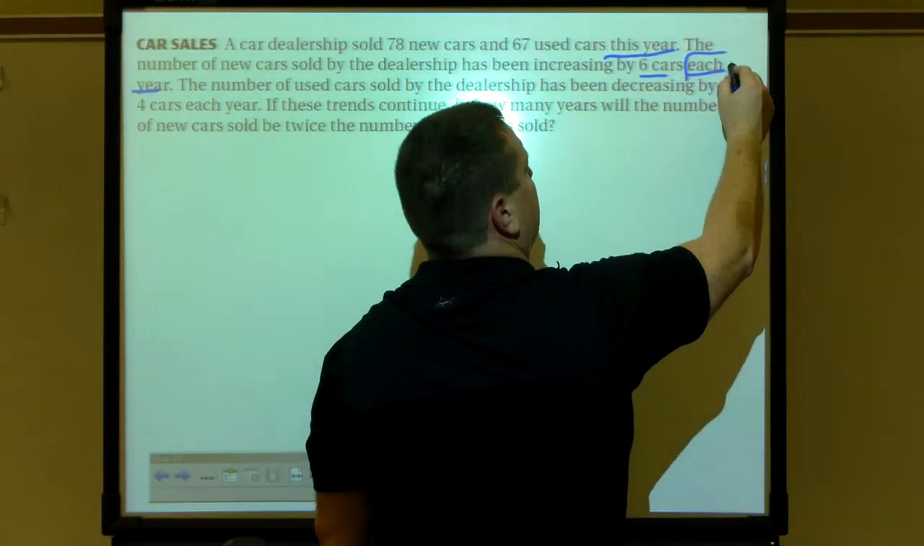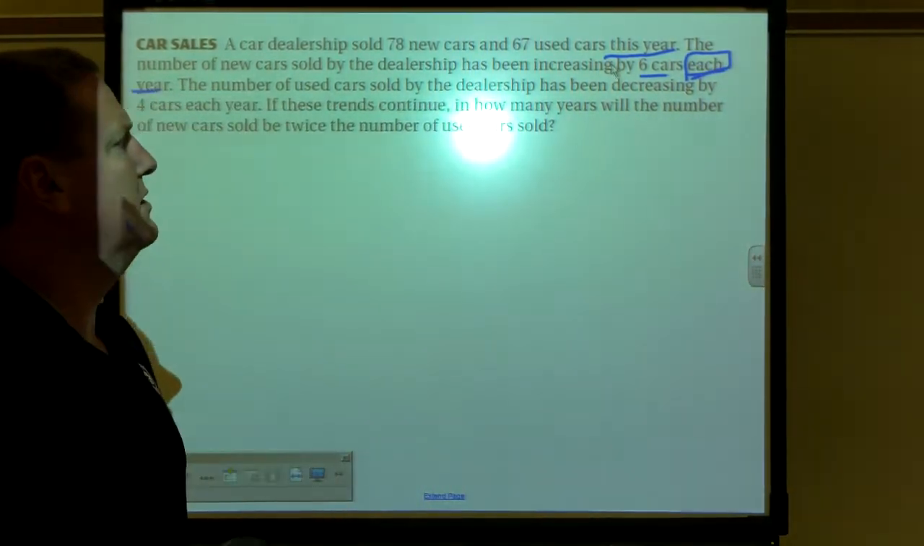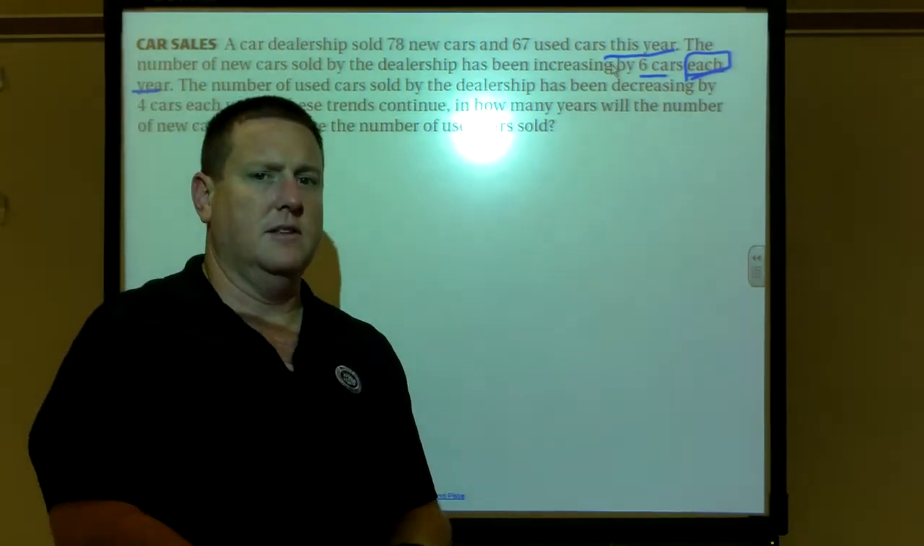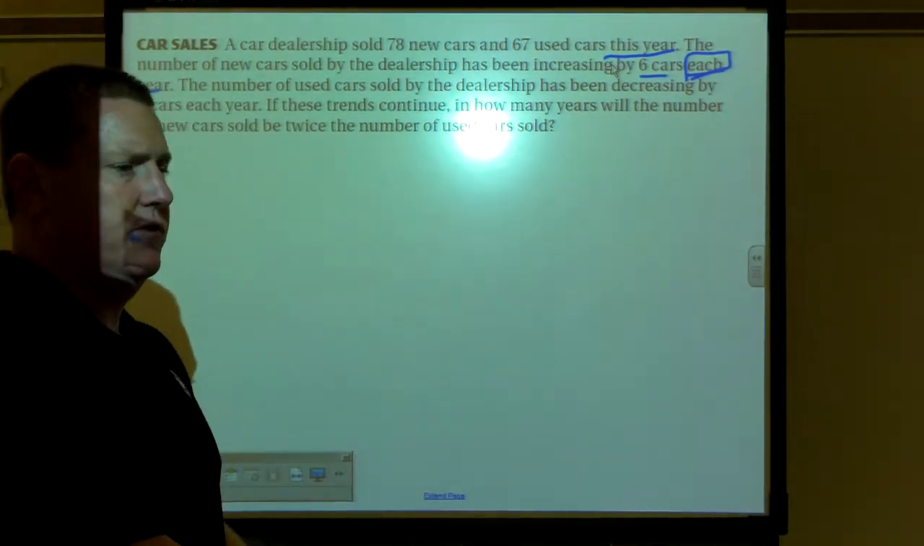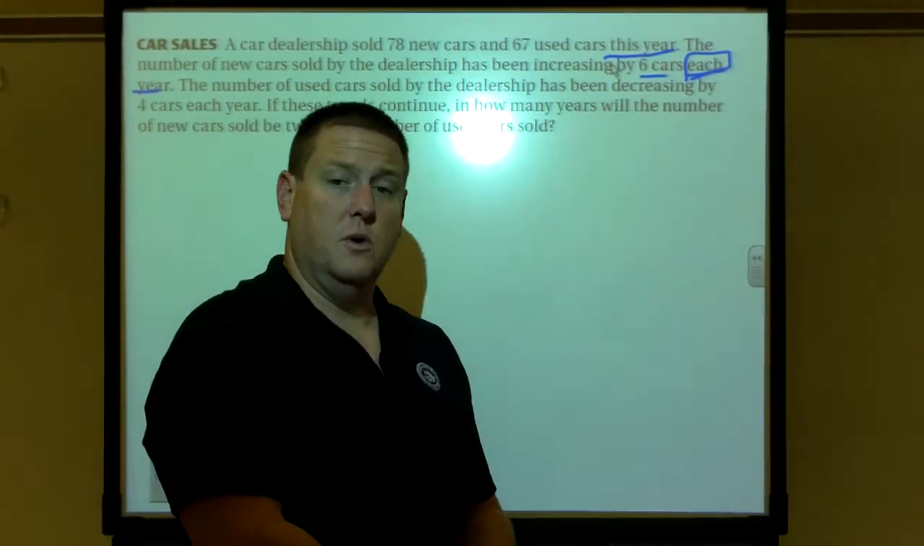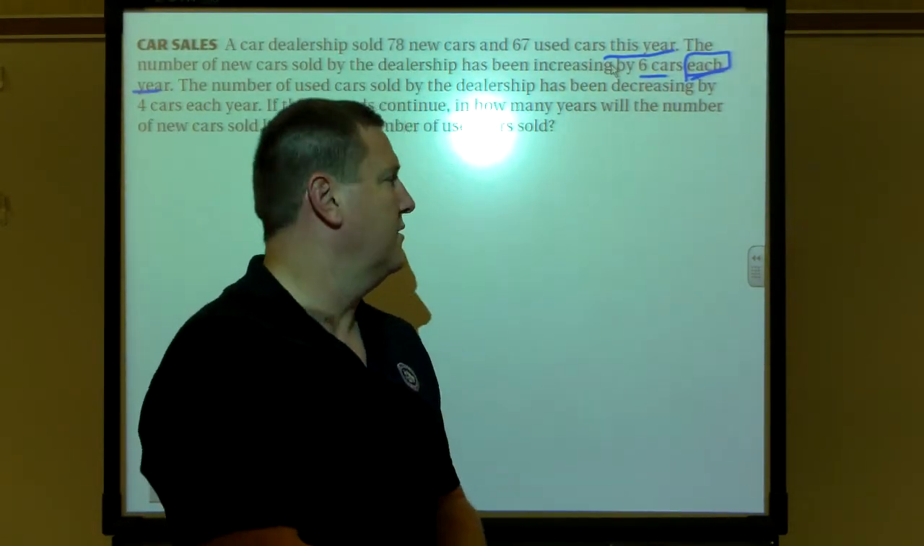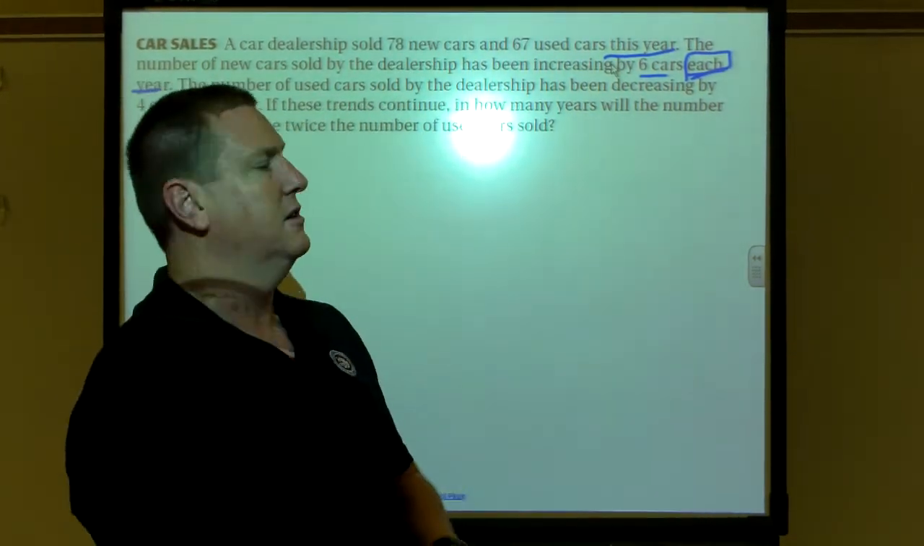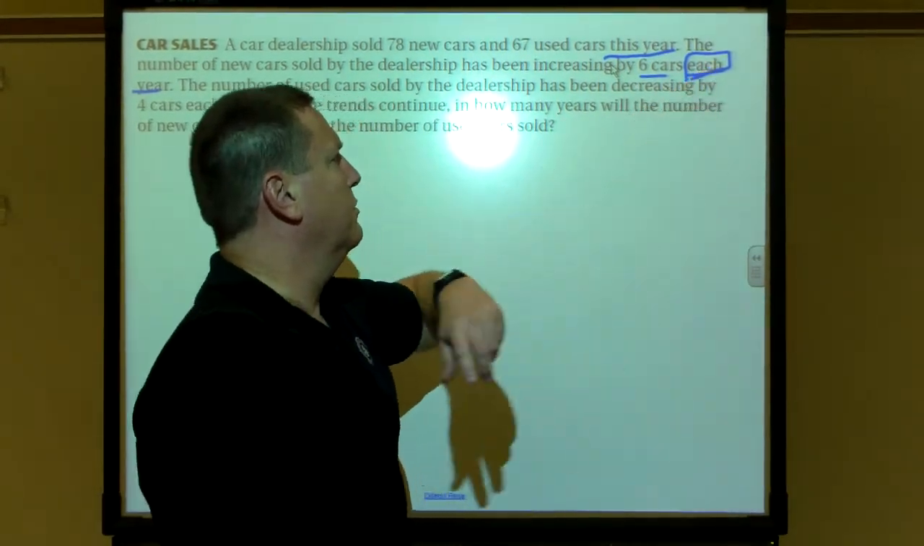Each is actually an important piece of information that either means multiply or divide. So if it's 6 cars each year, 6 the first year, 6 more or 12 the following year, and then 6 more after that would be 18. So that's actually a multiplication. So this each means multiply, not divide.